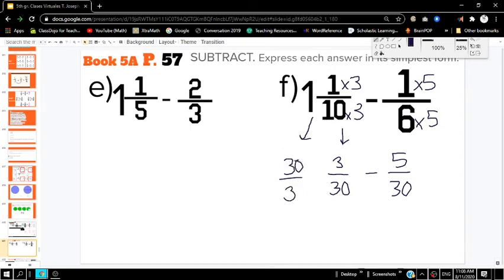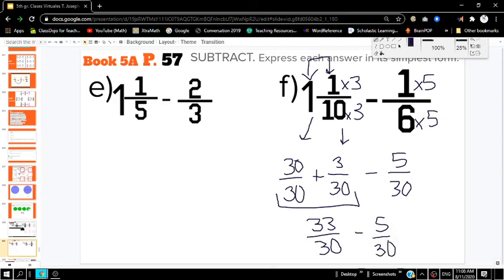30 over 30 equals 1. I'm going to add these just like I did before. 30 plus 3 is 33. So 33/30 is my improper fraction. It looks kind of strange because I'm combining my whole number with my fraction. And I'm going to continue with the subtraction. 33 minus 5. My denominators stay the same, so 33 minus 5 equals 28.